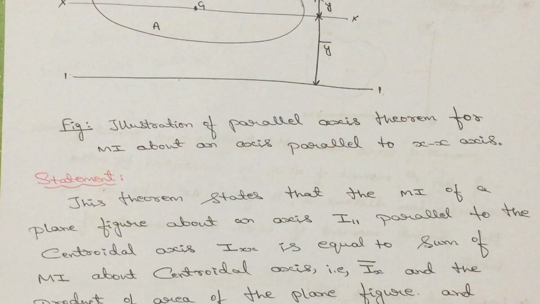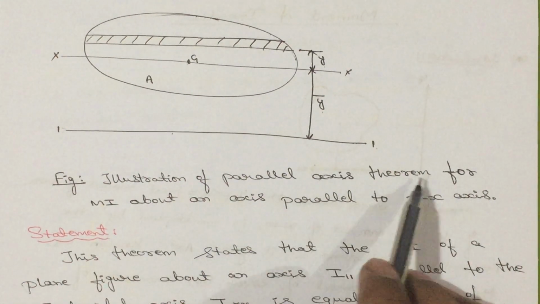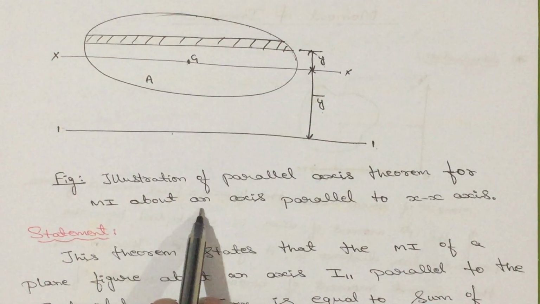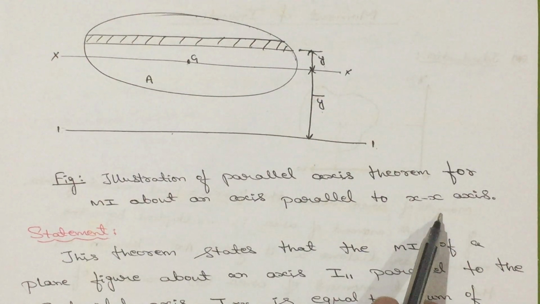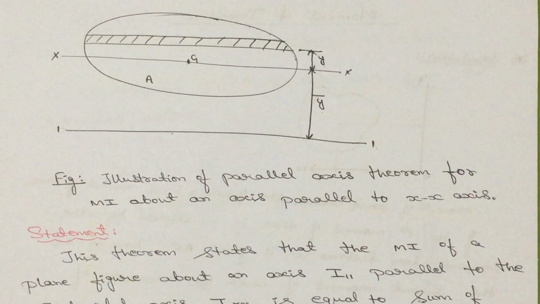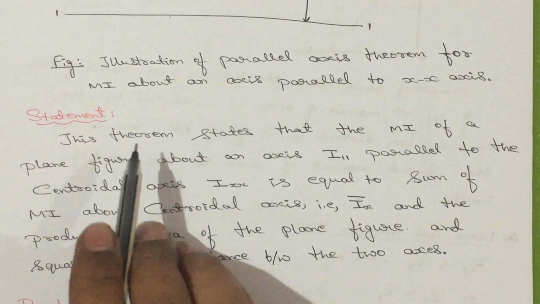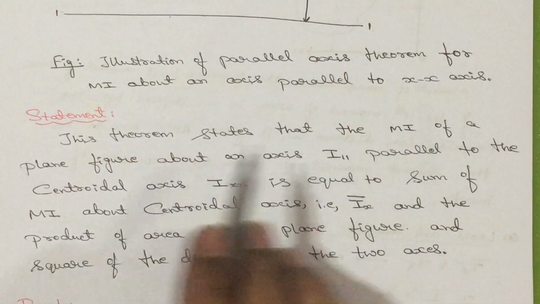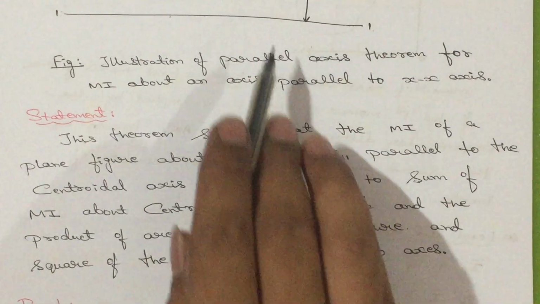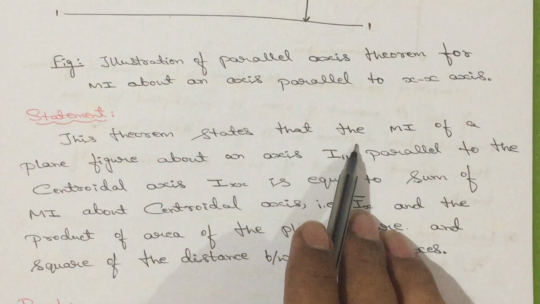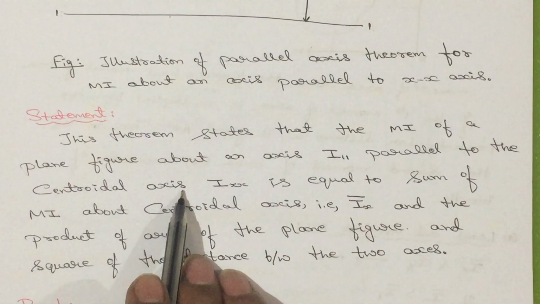Now, this figure illustrates the parallel axis theorem for moment of inertia about an axis parallel to the x axis. The statement of the parallel axis theorem is given by: this theorem states that the moment of inertia of a plane figure about an axis I11, that is 11 is the given axis, parallel to the centroidal axis.